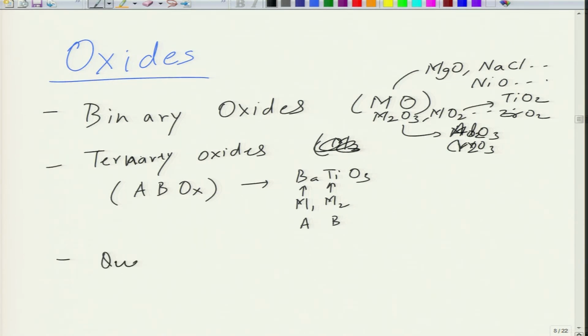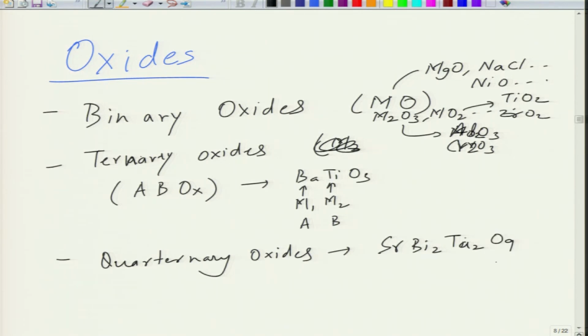You can have quaternary oxides. Example could be strontium bismuth tantalate, SrBi2Ta2O9. So, in this case you have 3 cations and 1 anion. So, there are possibilities of multiple kinds, but generally we deal with the oxides which are binary or at the most ternary in nature. There are very few examples of quaternary or penternary oxides that we use in literature.